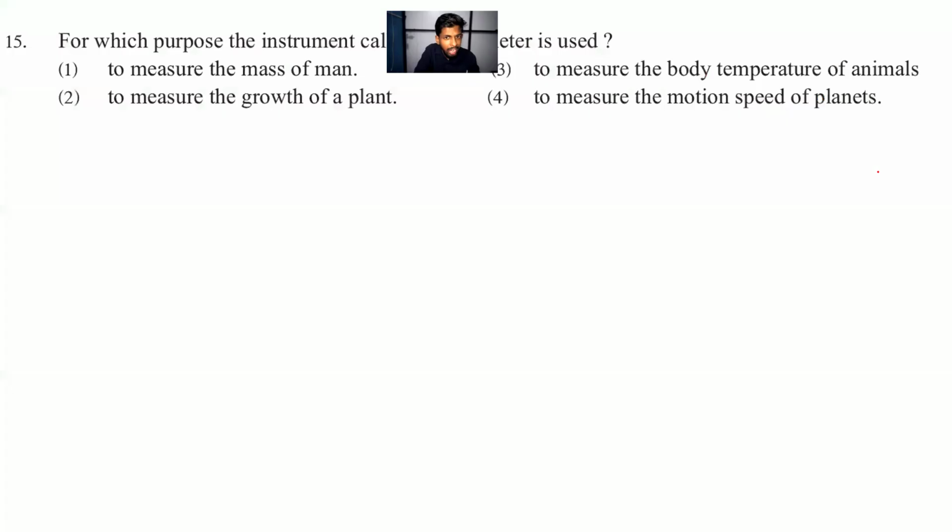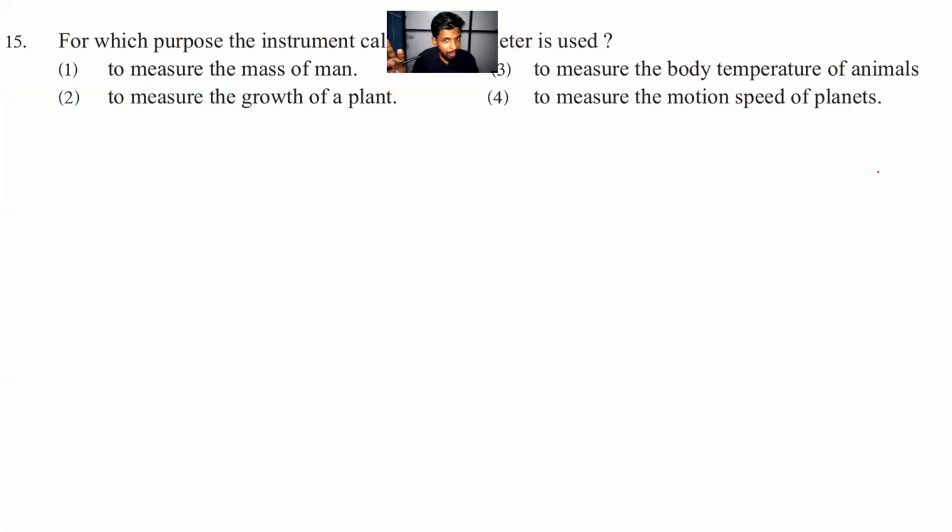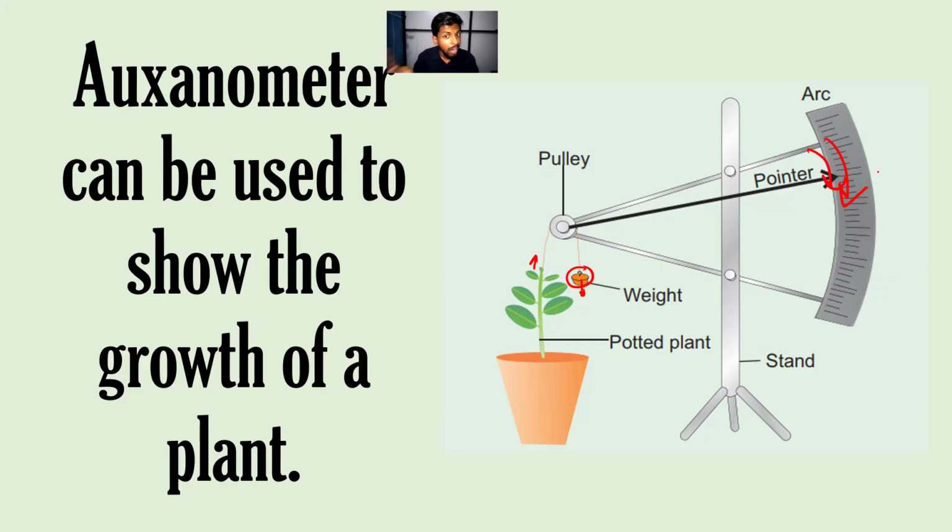In this question, they are asking what is the purpose of the axonometer, to measure the growth. But in that paper, one of the questions was asking why we are using the axonometer. We can't say to measure the growth of the plant; that is not the answer. They were asking in a different way. So at that time, you must be able to say, to observe the growth clearly. Even a small change here, the difference will be big.